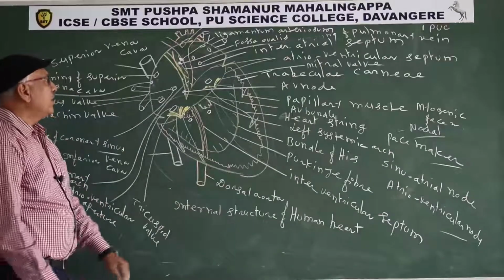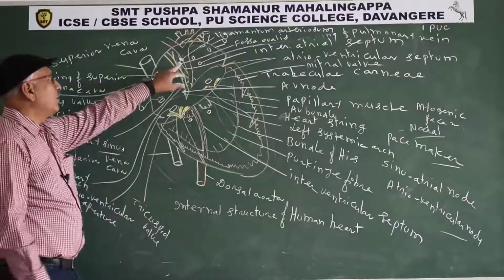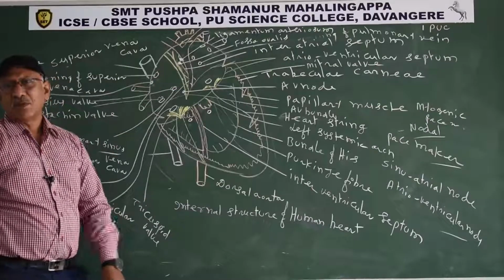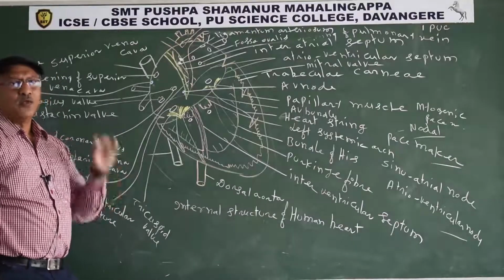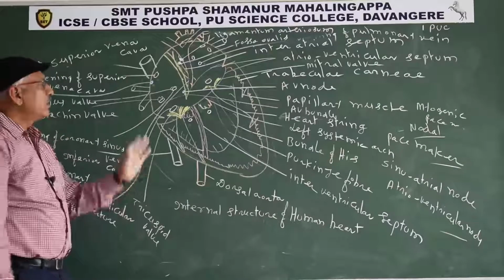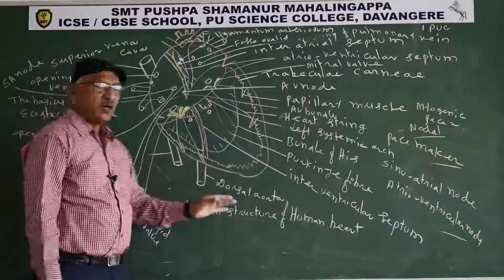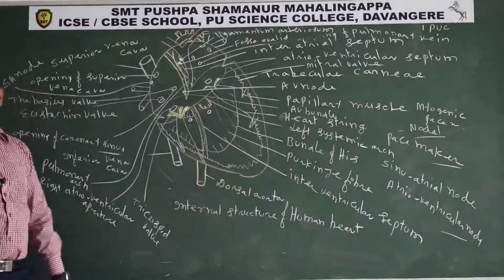In the embryonic and fetal stage, there are 12 openings. In the interatrial septum, the foramen ovale is present. So before birth, the human heart has 12 openings. After birth, the human heart has 11 openings.